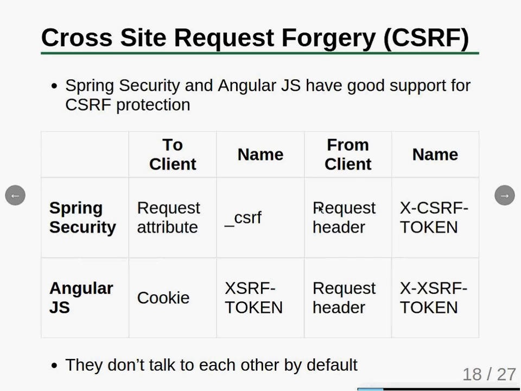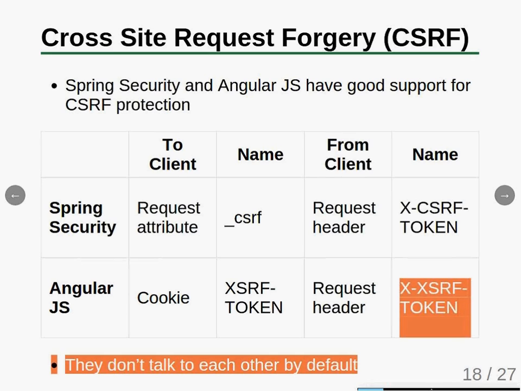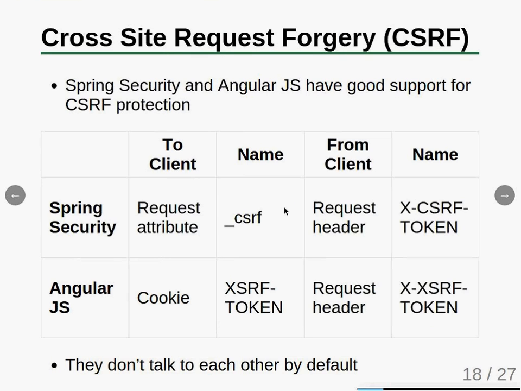And then from the client in the request, it expects a header called X-CSRF-TOKEN. Whereas Angular likes to accept the token value as a cookie. It likes the cookie to be called XSRF-TOKEN, not CSRF, and then when the client sends a header, it should be X-XSRF-TOKEN, not X-CSRF-TOKEN. So they don't quite talk to each other, but we can fix that.